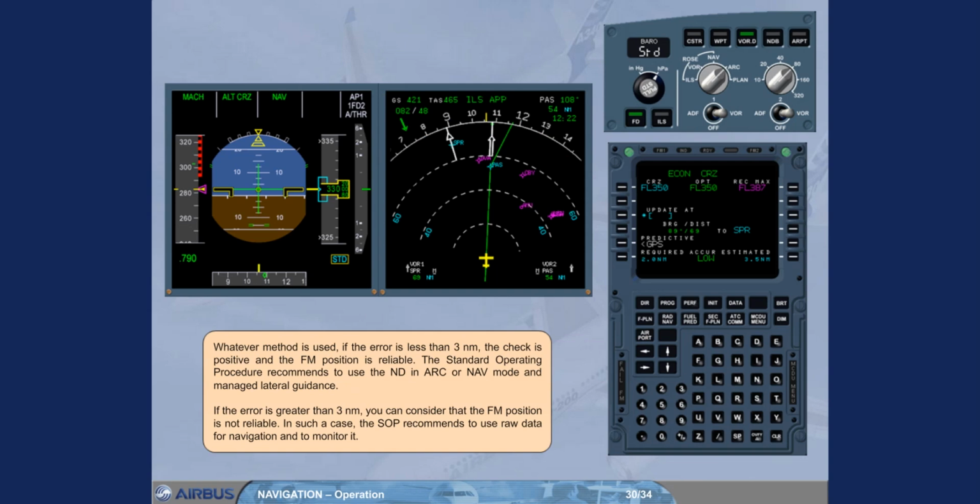position is reliable. The standard operating procedure recommends to use the ND in ARC or NAV mode and manage lateral guidance. If the error is greater than 3 nautical miles, you can consider that the FM position is not reliable. In such a case, the standard operating procedure recommends to use raw data for navigation and to monitor it.